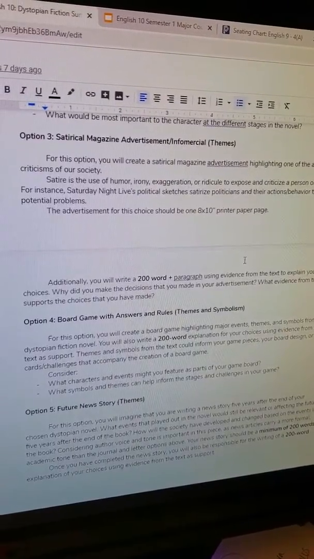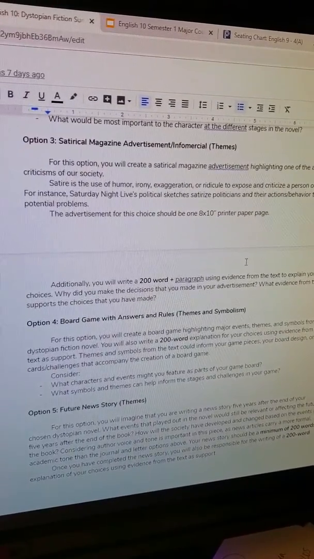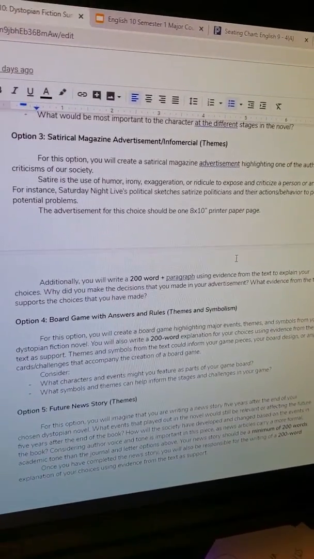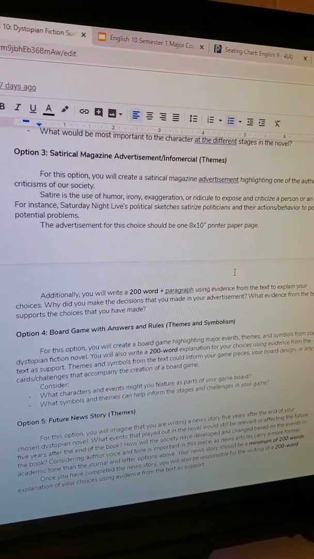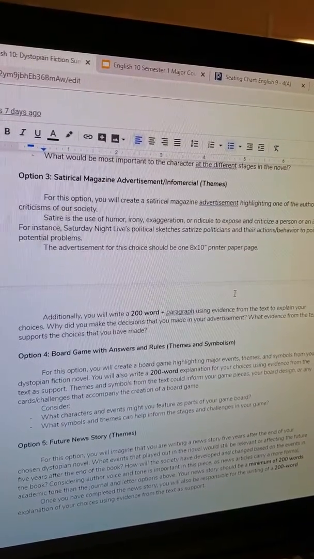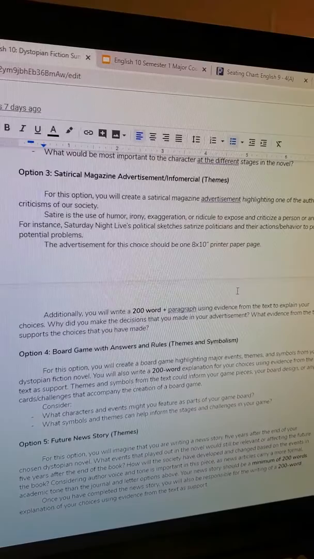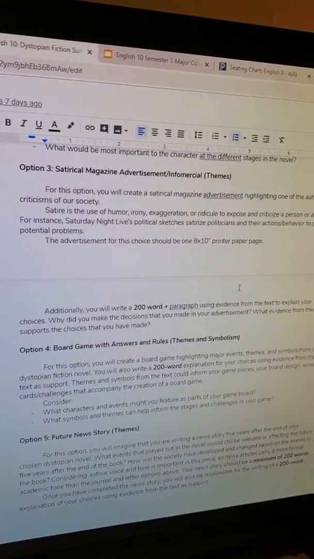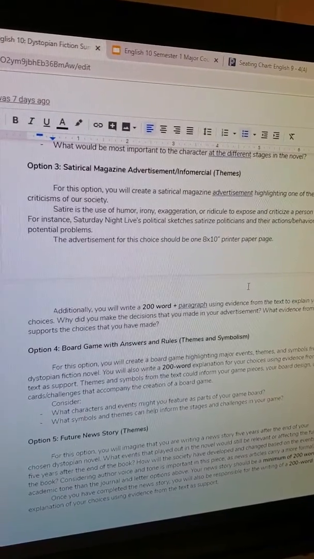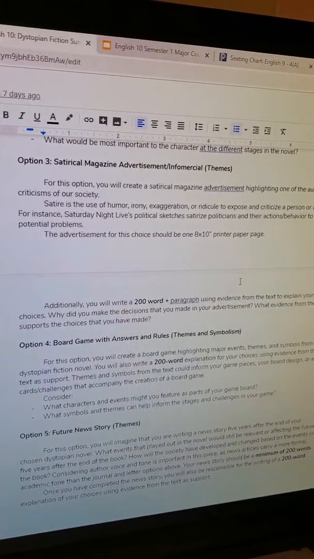Then you've got option 3, which is a satirical magazine ad. There are 2 parts to this one. You would make the satirical ad, and then you have to write an additional 200-word analysis paragraph using evidence from the text that shows me why you made that choice and the choices in your ad. So what evidence from the text supports the choices that you made in your satirical ad?